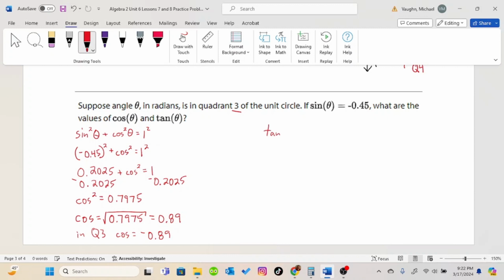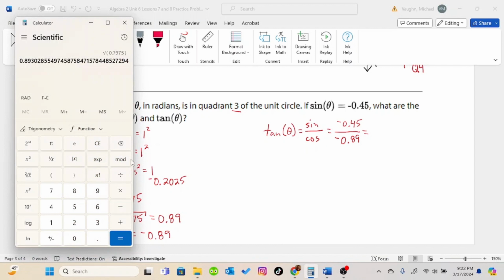Now tangent of theta equals sine divided by cosine. So we said that sine was negative 0.45, and we just said that cosine was negative 0.89. So when we put that in a calculator, negative 0.45 divided by negative 0.89 equals 0.51.